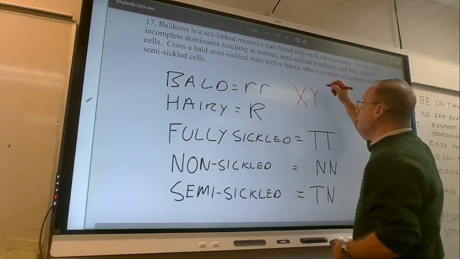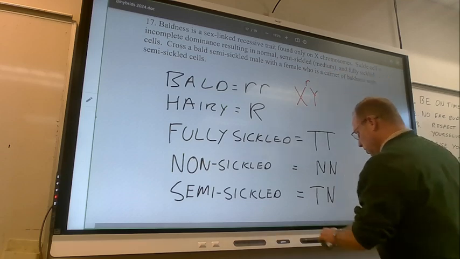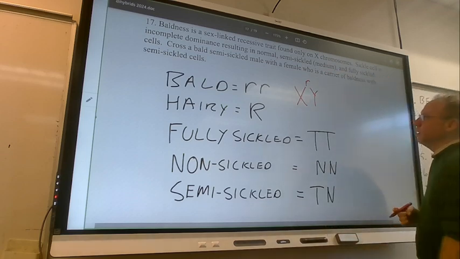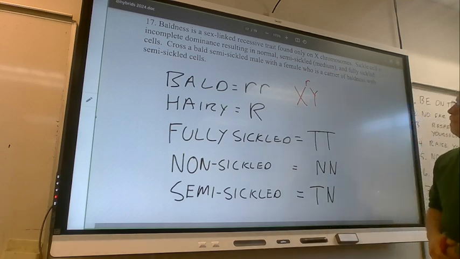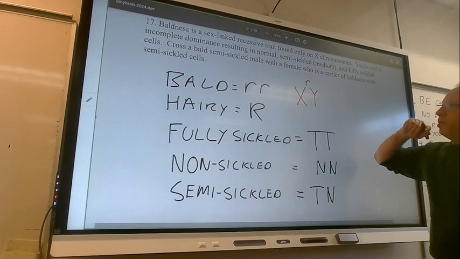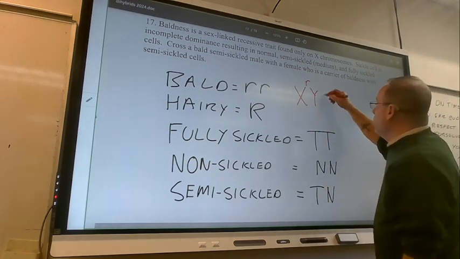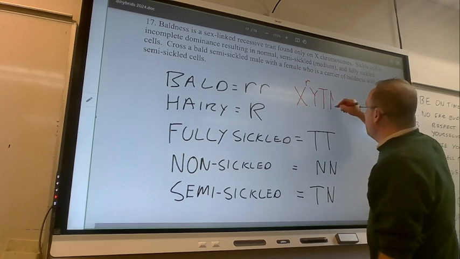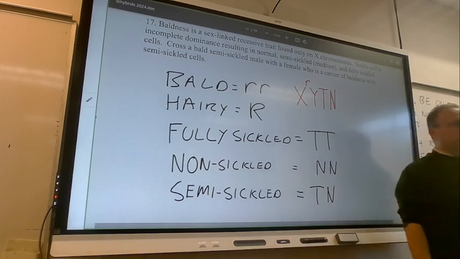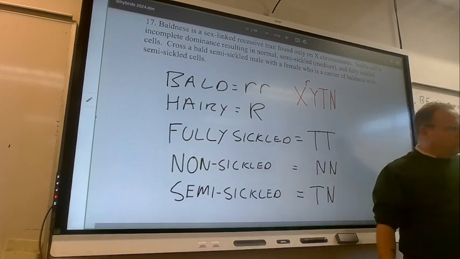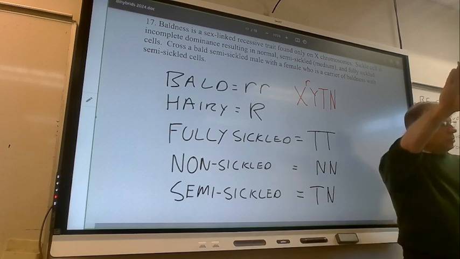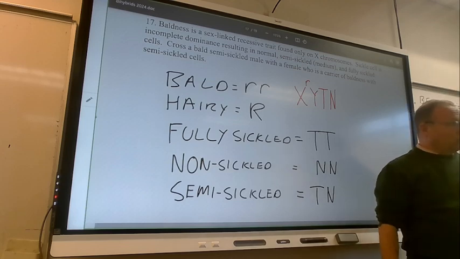I don't put anything on a Y. Lowercase r on the X. It's a male. He's bald. And he says semi-sickled. Okay, T and N. Nothing lowercase there. Because men are XY.